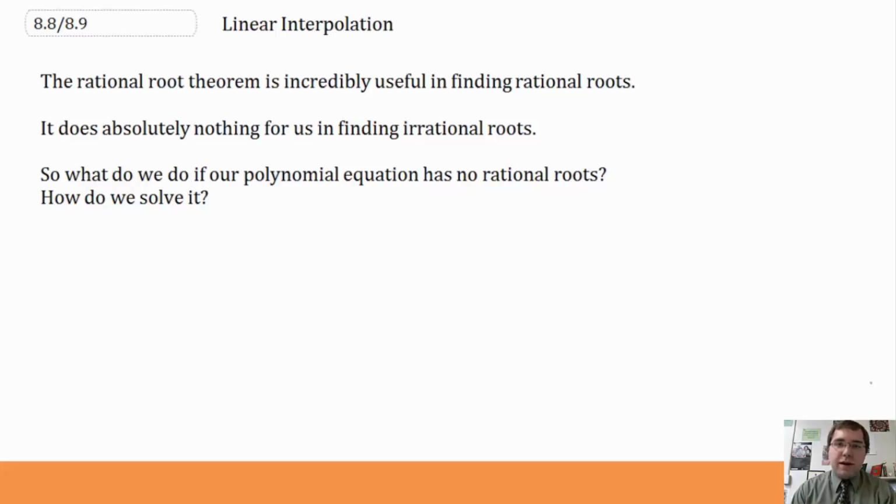This is sections 8.8 and 8.9 of Honors Algebra 2, linear interpolation. Oh, that sounds like fun. We'll get to linear interpolation in a few minutes.